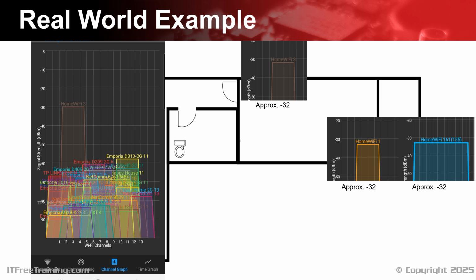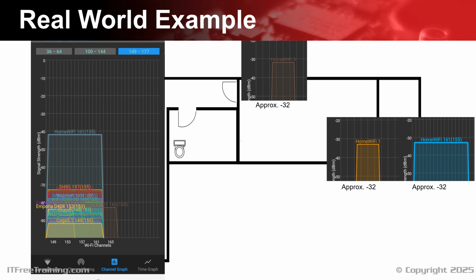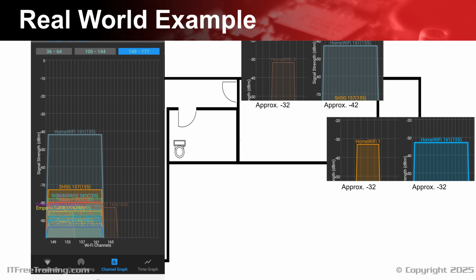I will now select 5 GHz. You will notice that for 5 GHz the signal strength has reduced. I will now add this reading to my map. I will now move to the living room and select the 2.4 GHz band.